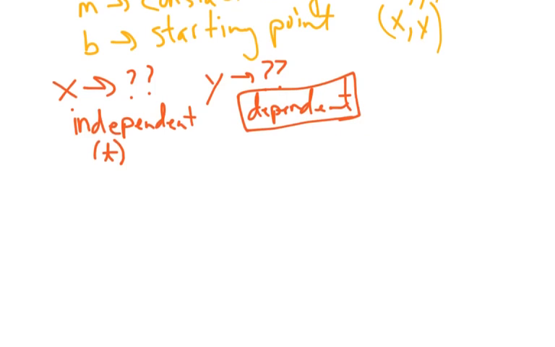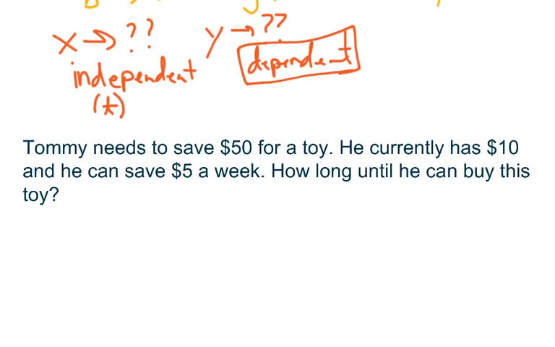So let's take a look at an example here. Let's look at this one. I tried to keep the numbers simple so we can really focus on the concepts and ideas. Tommy needs to save $50 for a toy. He currently has $10 and he can save $5 a week. How long until he can buy this toy? So again, what we're looking for is a combination of M, B, a point to work with.